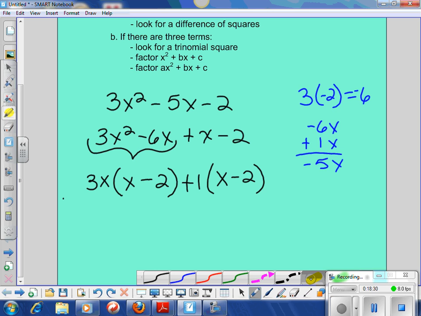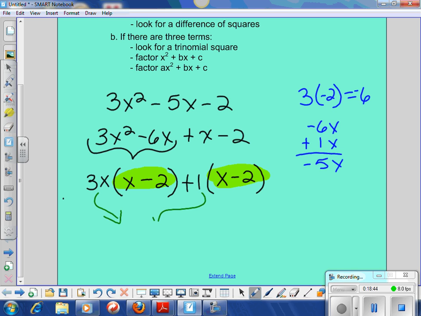So once again, my two terms are identical. I've got my x minus 2 and my x minus 2, and they're both being multiplied by that, aren't they? So I can take this 3x, bring that down, and the plus 1, and this bracket becomes 3x plus 1. And since they're both being multiplied by x minus 2, you put that in the other parentheses, and you have solved for it.